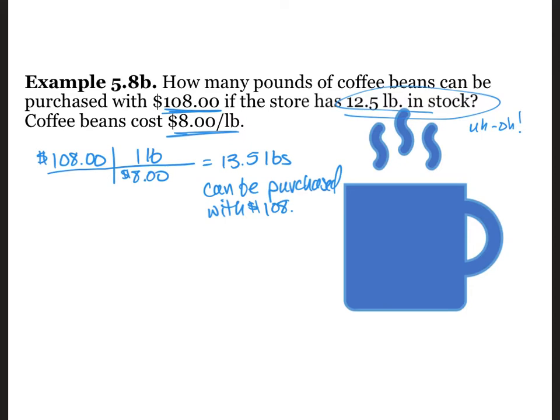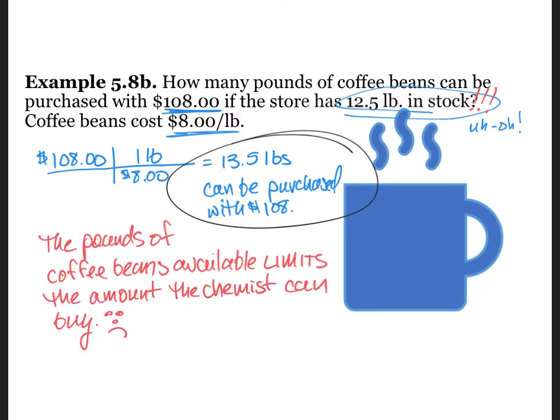It's tempting to blurt out the back of the envelope answer here. The chemist can purchase 13.5 pounds of coffee. However, there are only 12.5 pounds in stock. So the correct answer is 12.5 pounds. You can't buy coffee that isn't in the store. Do you see how the amount of coffee beans was the limiting reactant rather than the amount of money?